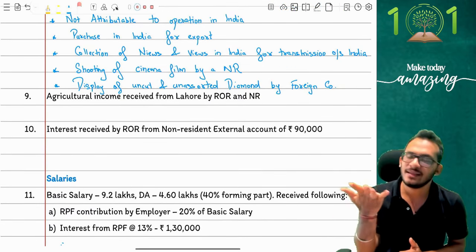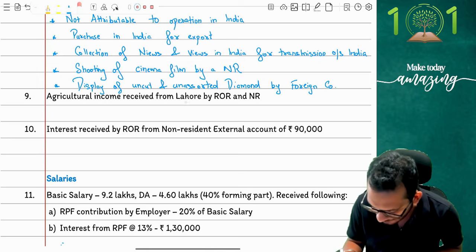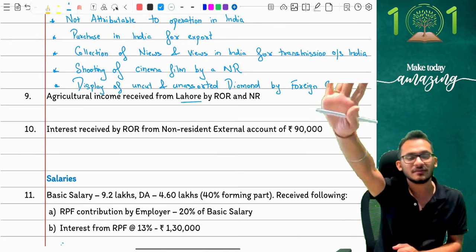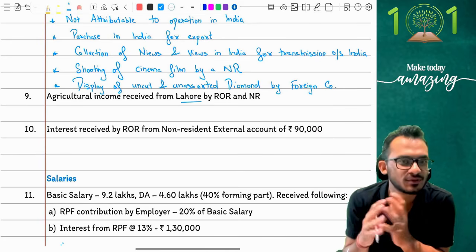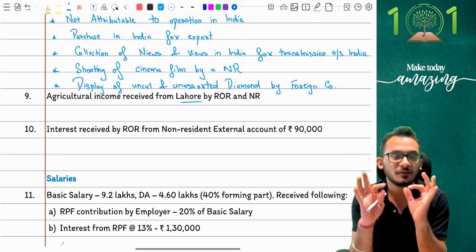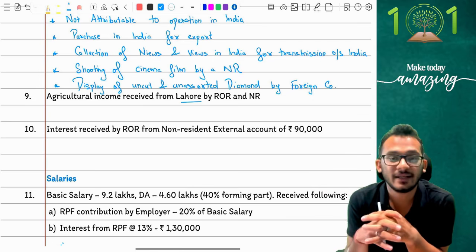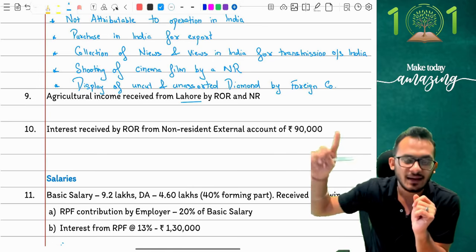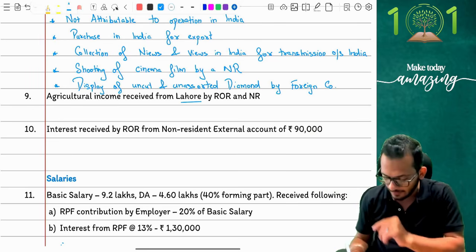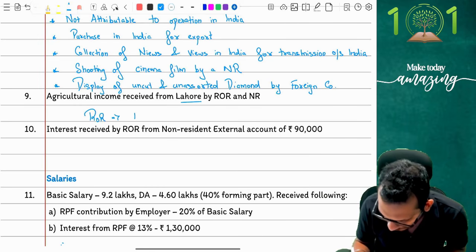Let's move on to case number 9. Case number 9 says agricultural income which is received from Lahore. Any agricultural income which is received from Lahore by an ROR and NR. Now, it looks like the funniest thing to do, people, but unfortunately, I don't know why people make a mistake on this. Look very carefully. First of all, when you say agricultural land, the rule in India is that agricultural land is only tax exempt in India when it is from Indian lands, which means land coming from Lahore, which is Pakistan, outside India, will be taxable in India. And therefore, Mr. ROR is going to say, I'm sorry, I cannot avoid this. ROR is fully taxable.